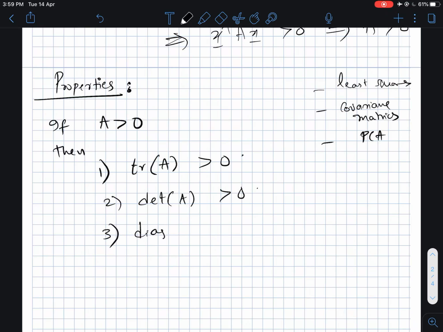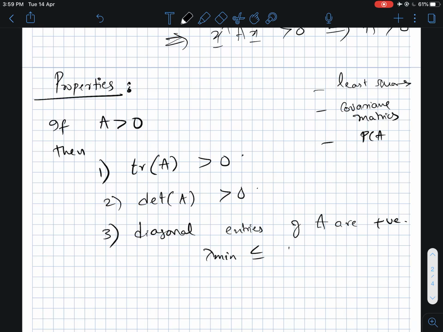Then what else? The diagonal entries of A are positive. Okay. So if you have a positive definite matrix, all its diagonal entries have to be positive, right? They cannot be negative. So if you see a matrix with a negative diagonal entry, immediately you rule it out, say it cannot be positive definite. Okay. Why is this true, by the way?